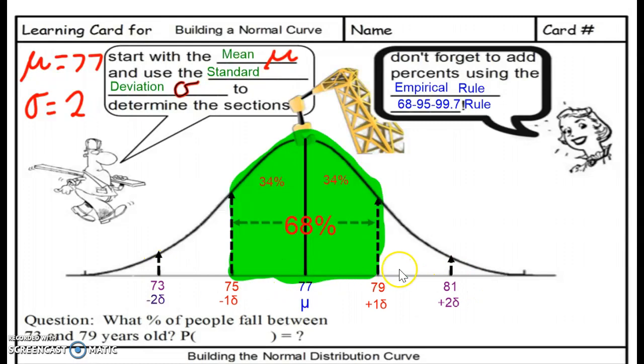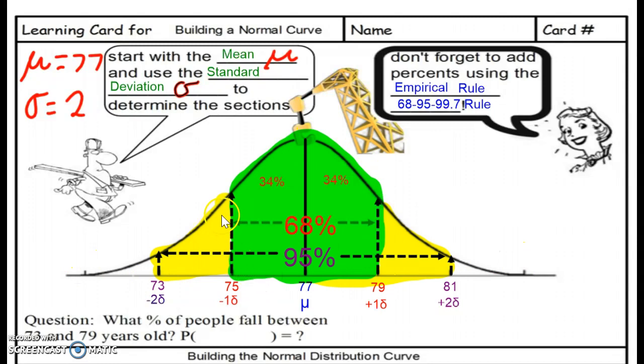Now, what does this tell me? Well, the area underneath of the curve from 73 to 81, or in other words, 2 standard deviations below the mean to 2 standard deviations above the mean, is going to be 95% of all of the data. So now that I add to this picture, everything that is highlighted in yellow and green together is 95% of all of the data underneath of the curve.